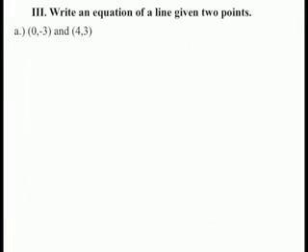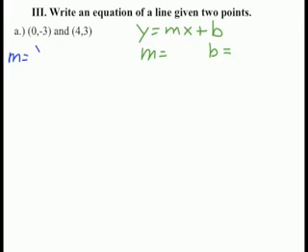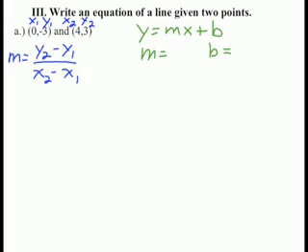Now I have to write an equation of a line given 2 points. Now we're trying to write an equation of a line in slope-intercept form. Slope-intercept form is y equals mx plus b. And for slope-intercept form, we have to identify two things, the slope and the y-intercept. Well, we're given 2 points, so we'll use the slope formula, y2 minus y1 over x2 minus x1. So we label our points x1, y1, and x2, y2. And now we substitute those numbers into the equation.